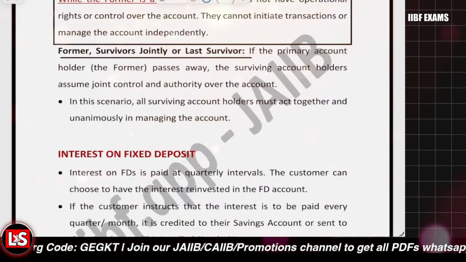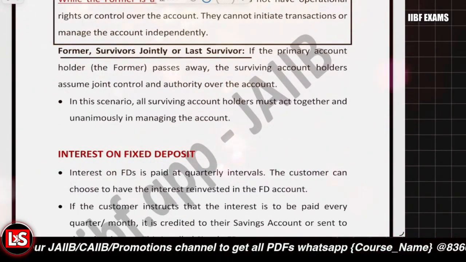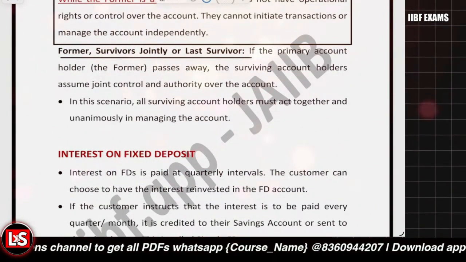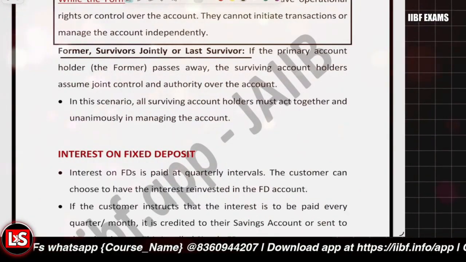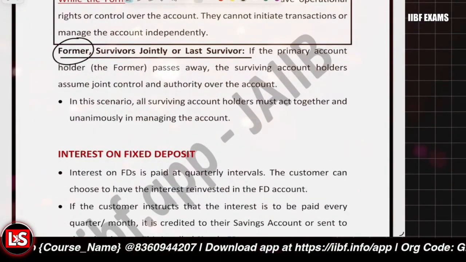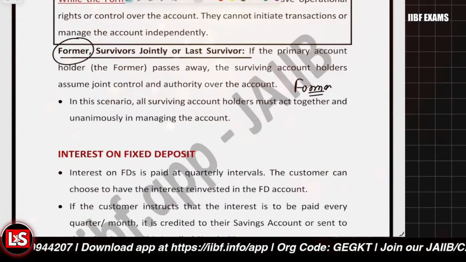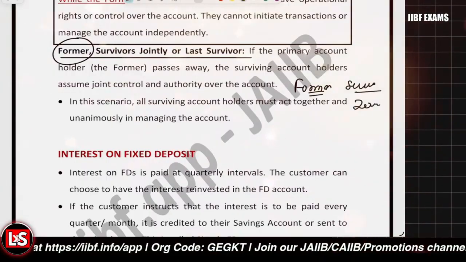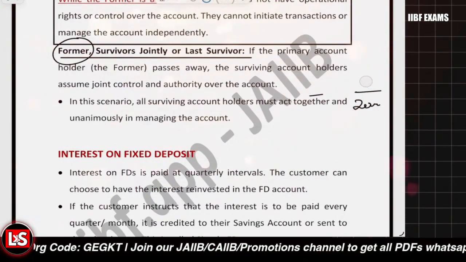And what about the former, survivors jointly, or last survivor? After the death of the former, all survivors must operate jointly. Let's say one former and multiple survivors are there, and that too jointly operated. Now, if the former dies, then the survivors will be operating jointly. That's the scenario. Getting it?